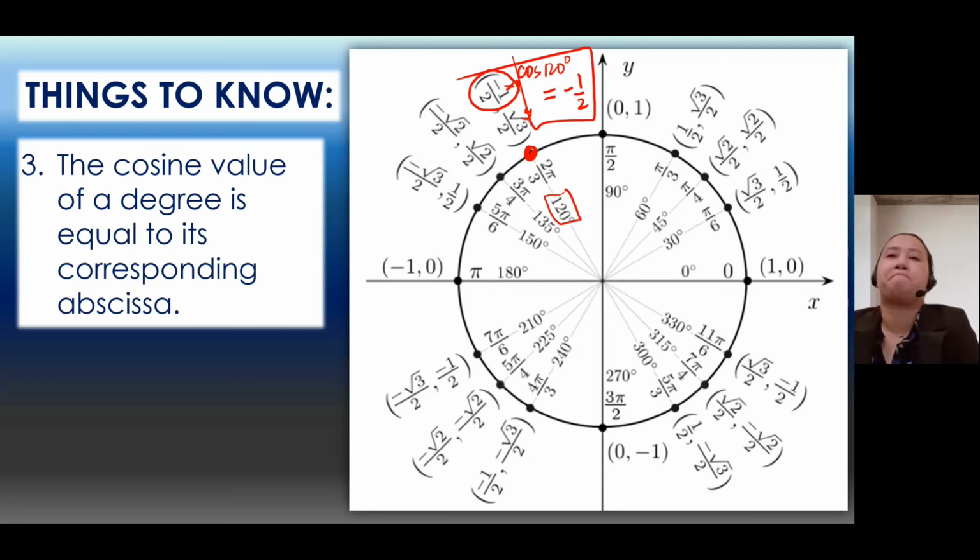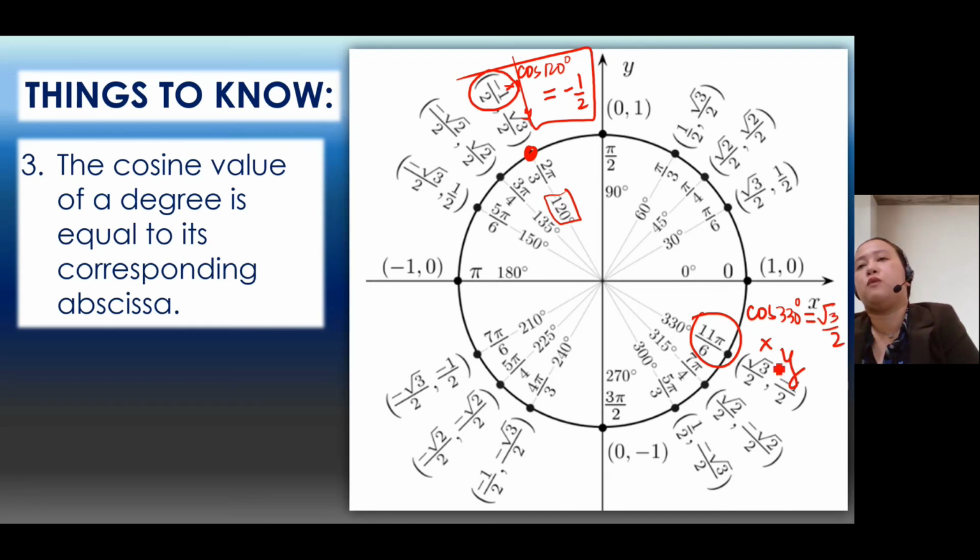Okay. Next, another example. If we would like this, this is our x and then this is our y. So we have cosine of 330 degrees equals the square root of 3 over 2 because x is square root of 3 over 2.